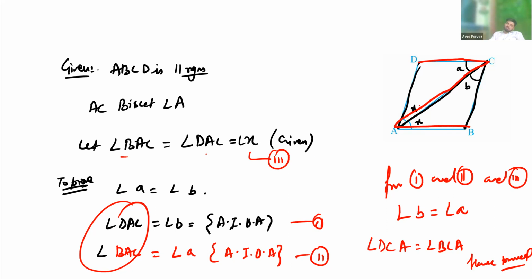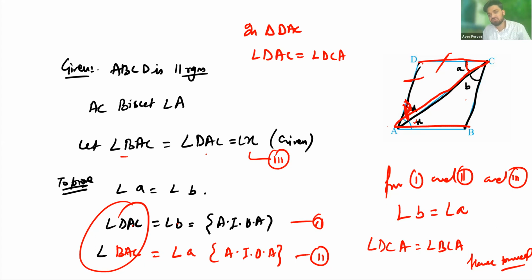Since this is equal to this, we have proved that X is equal to B. This angle is equal to this. We have proved that angle DAC is equal to A. So this side will be equal to this side, because it is an isosceles triangle. Note it down: angle X is equal to angle A, angle DAC is equal to angle DCA. In triangle DAC, angle DAC is equal to angle DCA.